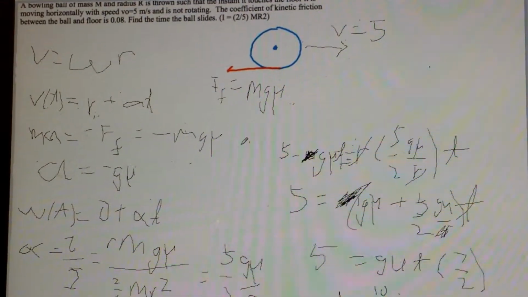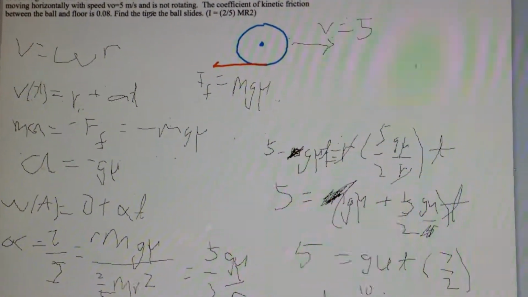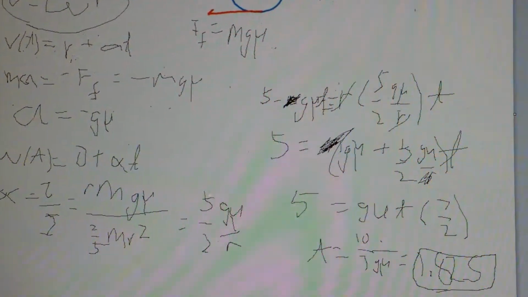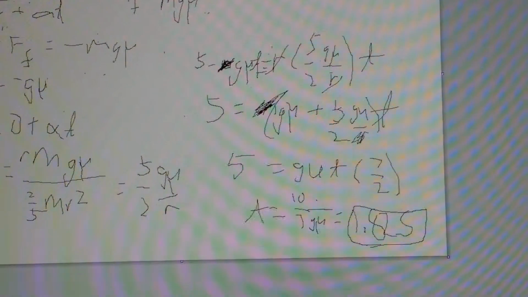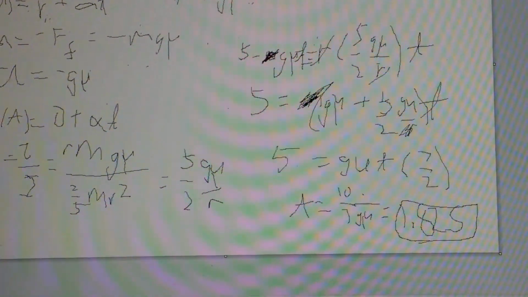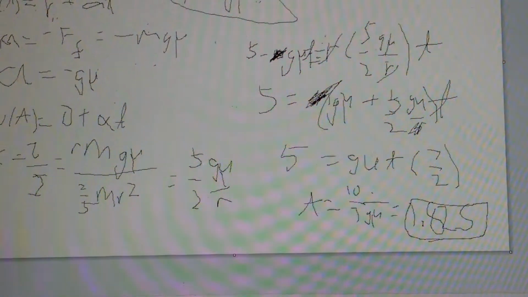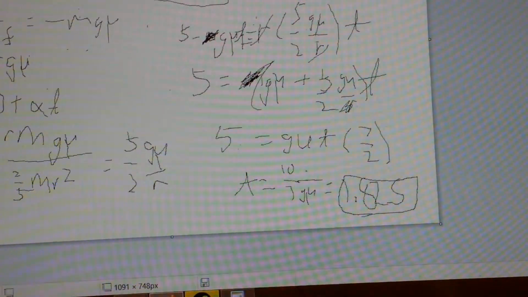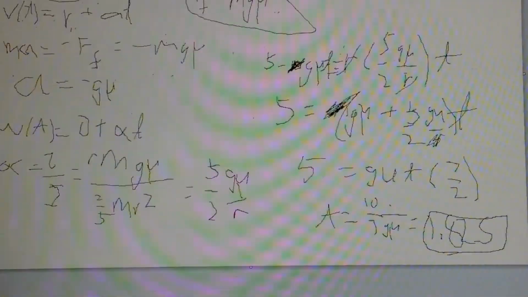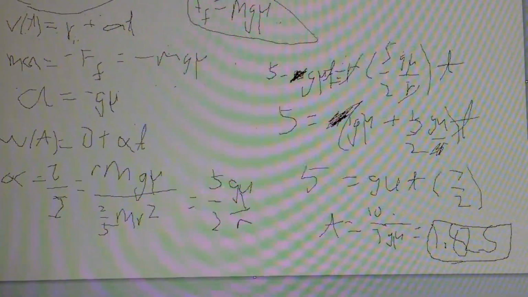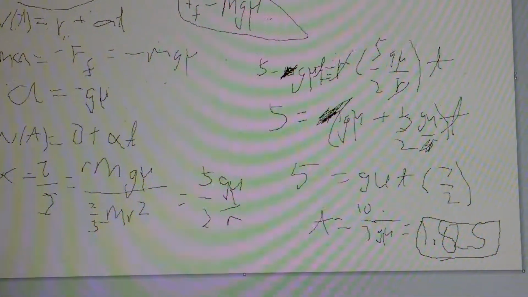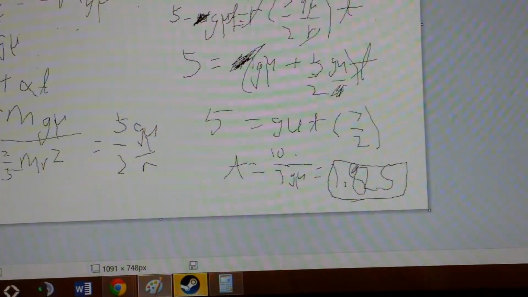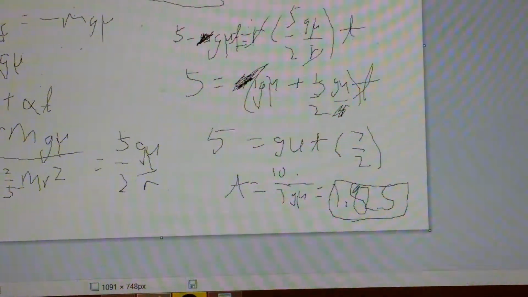So again, this problem, all we had to do is find when V equals omega r. We're given that V initially is 5, and we're given a friction force. The friction force will cause omega to increase, and it will also cause V to decrease. So we're just finding when V equals omega r, and after manipulating and using algebra, we come up with t equals 1.82 seconds.